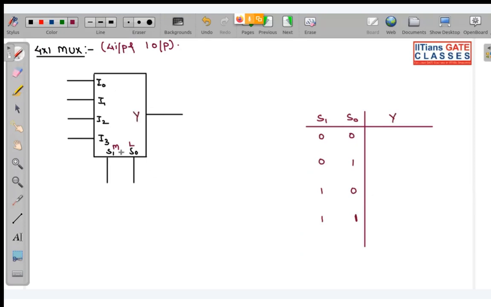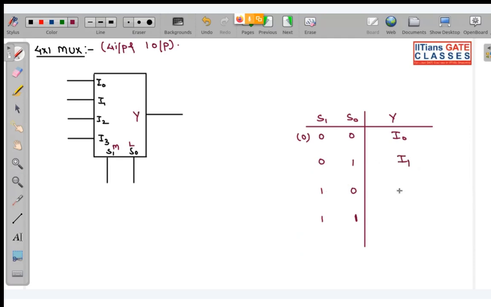See, in the question it will be given which of the selection lines is MSB or LSB. If nothing is given, the selection line that has the higher number in the subscript, you take as MSB. So if you take 0 0, what does this correspond to? This corresponds to decimal 0. So I0 will be selected. If your selection lines are 0 1, I1 will be selected and passed through to your output.